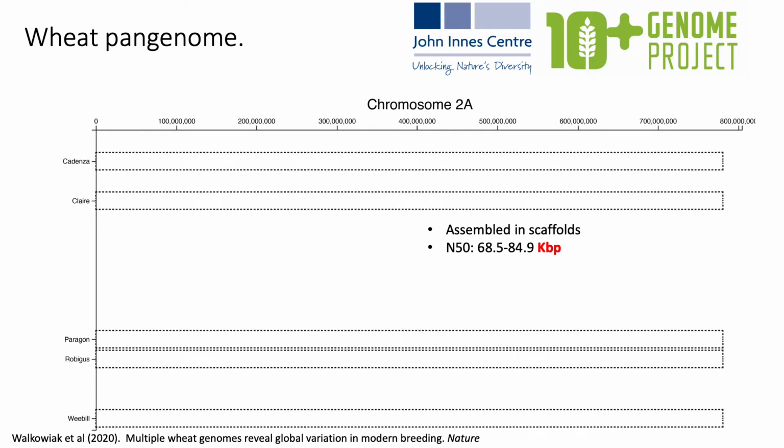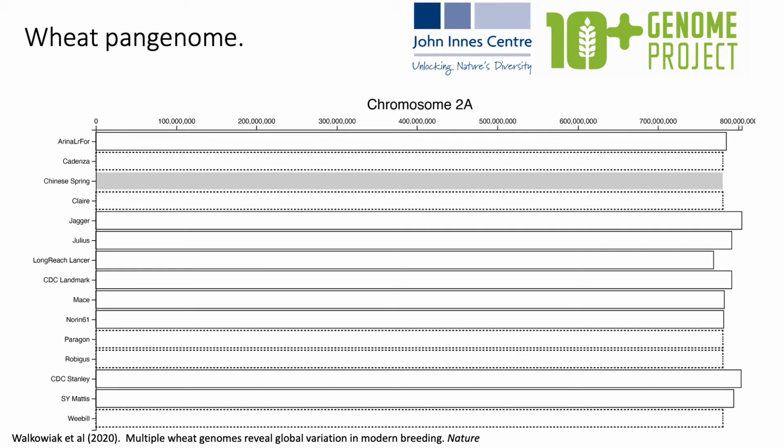However, this is enough to project the Chinese Spring genes and use the projections to roughly estimate the location of the scaffolds. In total, we have access to 15 assemblies with different contiguity levels. For the assemblies at the scaffold level, the chromosome length is artificially the same as Chinese Spring.